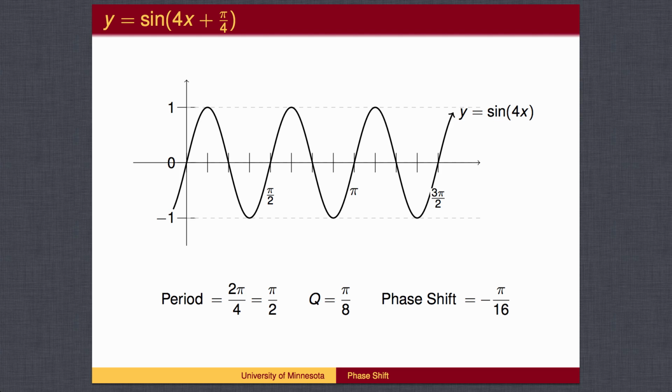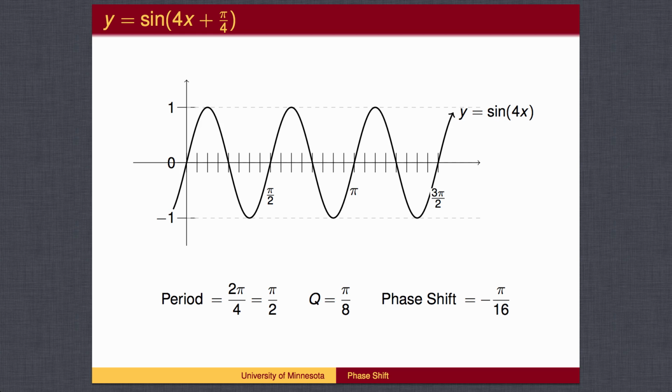Recall that we found the phase shift to be negative pi over 16. To help us mark the x-axis, it is convenient to find a common denominator between the quarter marks and the phase shift. In this case, the common denominator is 16. We can then mark the x-axis every pi over 16.